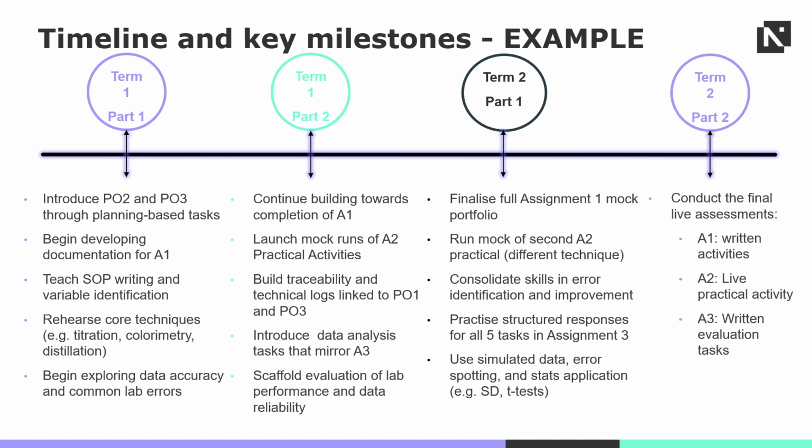And finally, in Term 2, Part 2, we move into the controlled assessment period. This is where learners will complete and submit the final A1 written assessment, sit their 2 live A2 practical activities, and complete the supervised Assignment 3 written evaluation using the provided dataset. These assessment windows will also move into Term 3. By structuring delivery in this way, we can ensure learners are well prepared, confident, and familiar with both the format and expectations of the assessments well in advance of the live sessions.